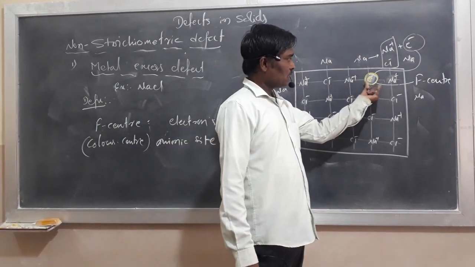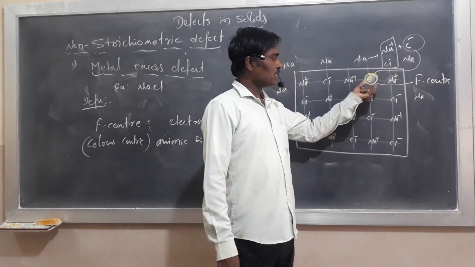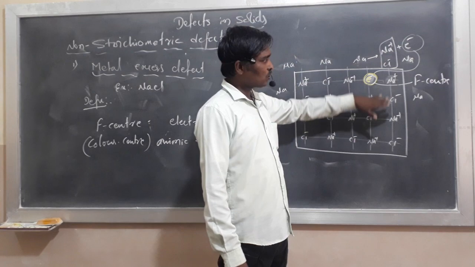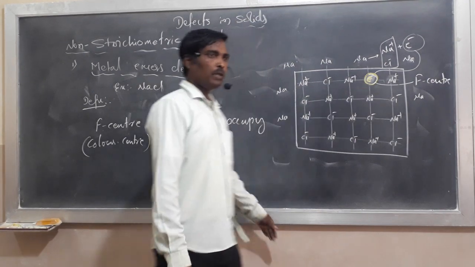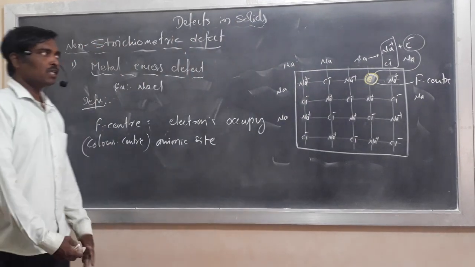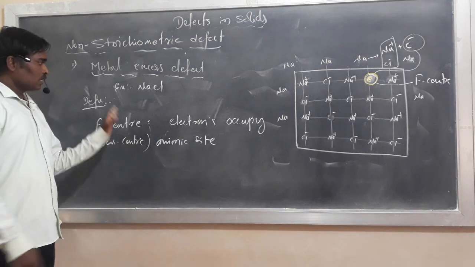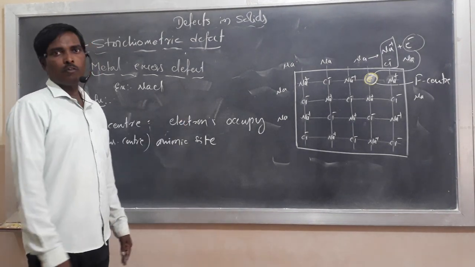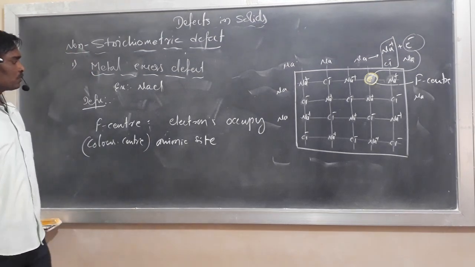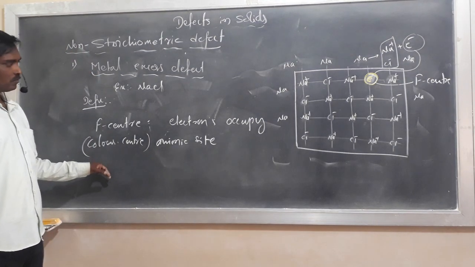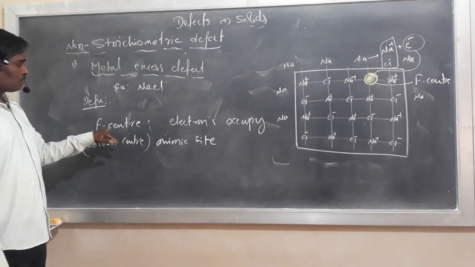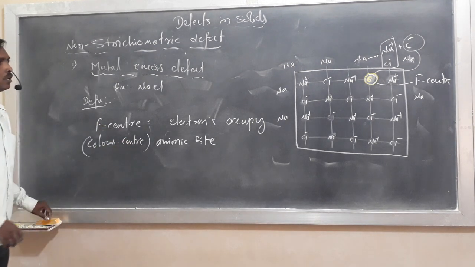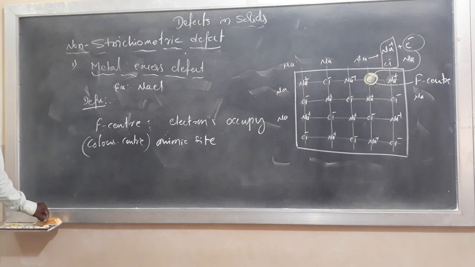What happens is these electrons gain energy and get excited to a higher energy level. When they come back to the lower energy level, they emit the energy in the form of radiation. The wavelength of that radiation falls in the visible region, so that's why the crystal looks colored. That's why we call them F centers, or color centers. Now this is about the metal excess defects.